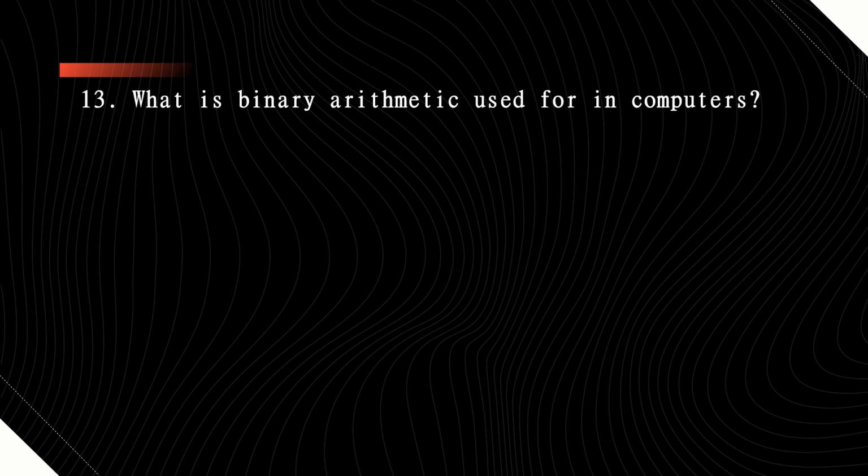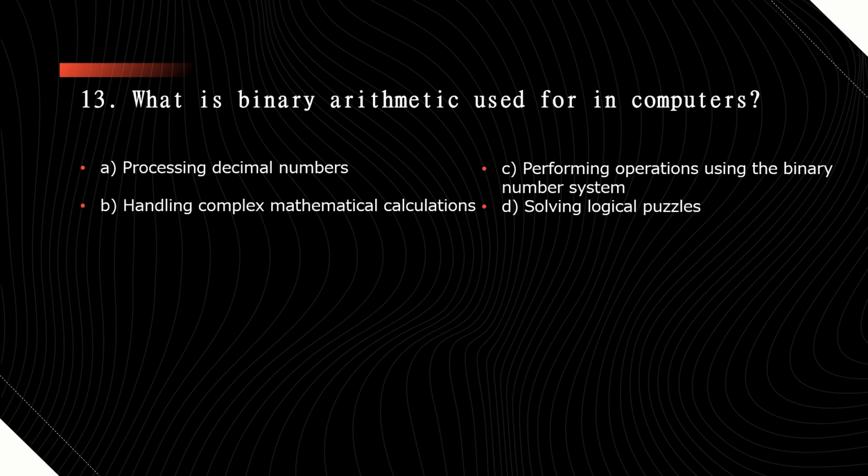What is binary arithmetic used for in computers? Options. A. Processing decimal numbers. B. Handling complex mathematical calculations. C. Performing operations using the binary number system. D. Solving logical puzzles. Answer. C. Performing operations using the binary number system. Binary arithmetic involves performing mathematical operations using the binary number system, which is fundamental in computer processing.